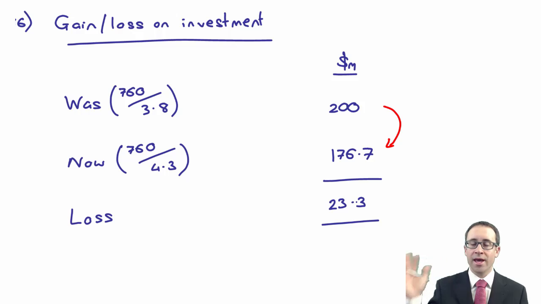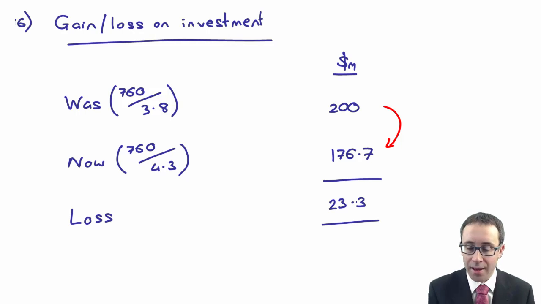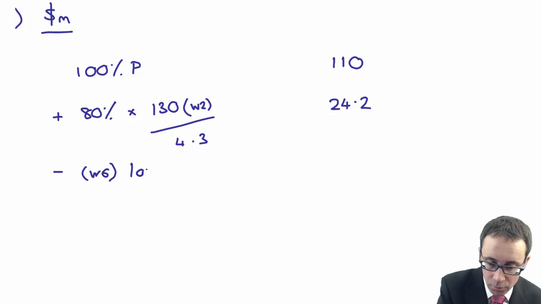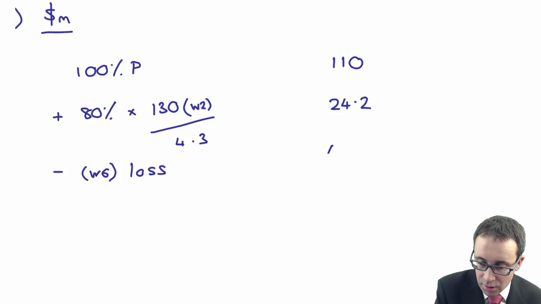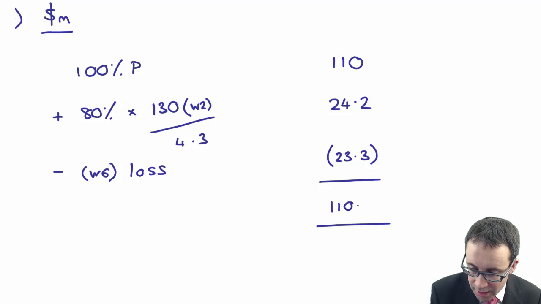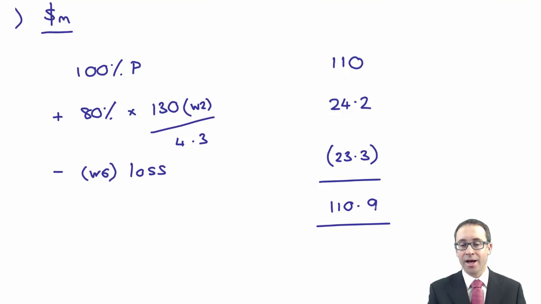You work out the gain or loss on investment. It's an additional step beyond what we've seen previously. So here we deduct working 6's loss of 23.3. What we have there is our group retained earnings at 110.9. Okay, excellent. Everybody happy there?